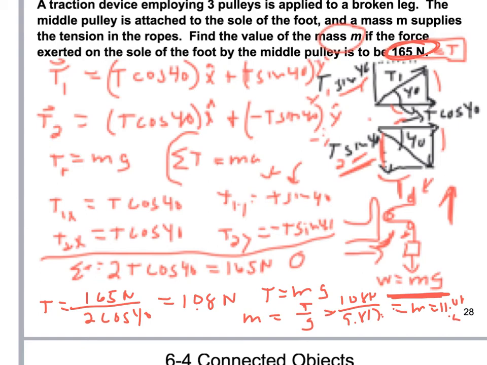So when you add the 3 pulleys in there, you're able to translate, or parlay, your tension into a force that's greater than the tension, and that's what we did here. We had this tiny little 11 kilogram mass that created a tension of 108, which created a pulling force, or pulling tension, on the foot of 165 newtons.